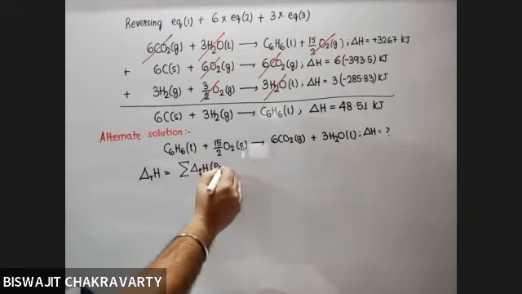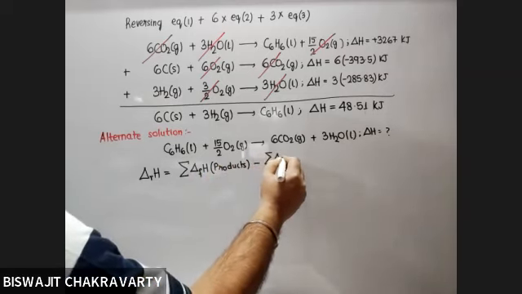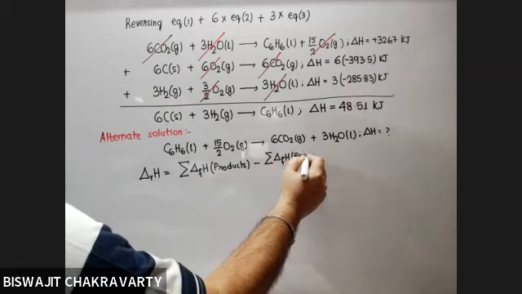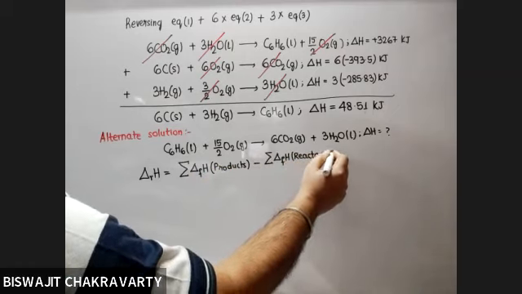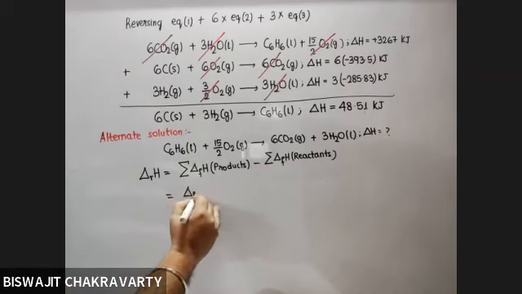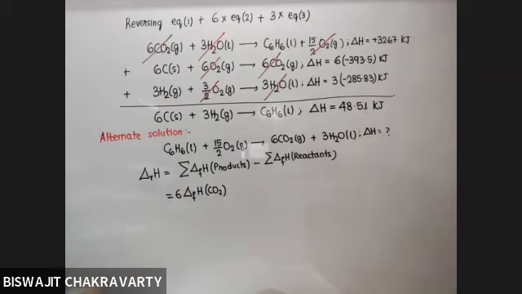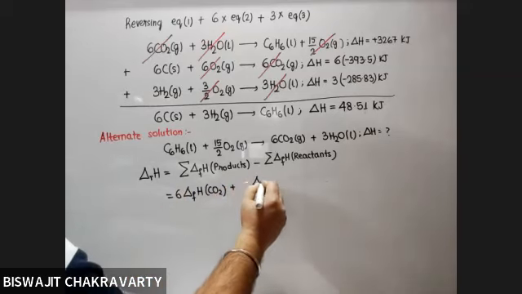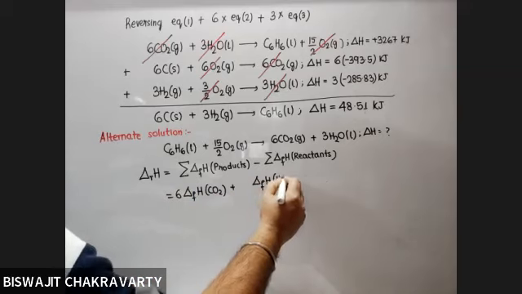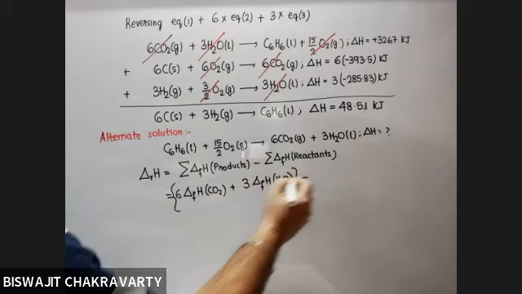Enthalpy change of formation of products minus enthalpy change of formation of reactants. So what are the products? Carbon dioxide and water are the products. So we are going to write delta fH of carbon dioxide multiplied with 6 plus delta fH of water multiplied with 3. So these are the products. We need to sum them up. Minus.